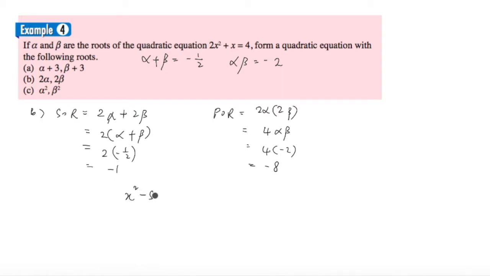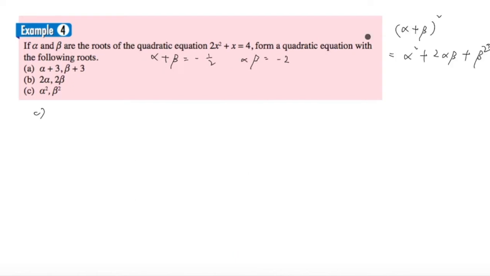Therefore, using this formula, which is not given in your formula paper, you need to memorize this formula: x squared minus sum of roots x plus product of roots equals 0. Sum of roots minus, right? So here negative, and here, okay, never mind, I write out first. This one is the product of roots, I write out first. Now negative, negative, positive, plus 1 no need to write, x, plus minus, minus 8 equals 0.